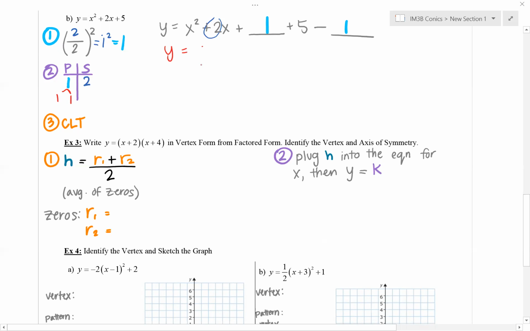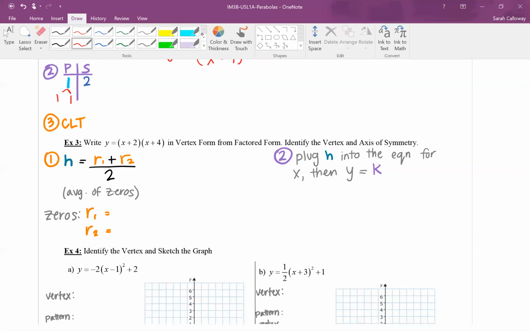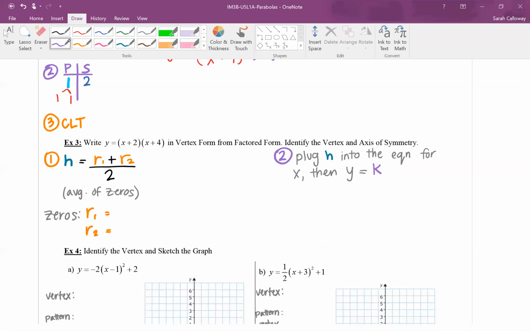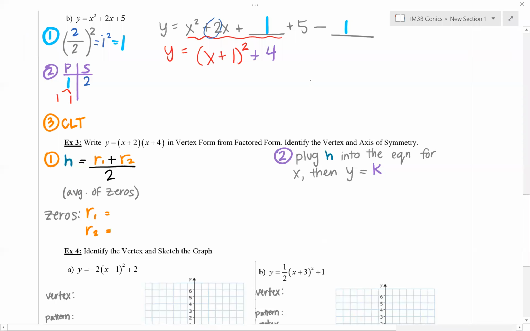So that means that our factored form is going to be x plus 1 squared. And then 5 minus 1 is going to give us 4 again, so then plus 4. We don't have very much variety in our values for K. So that's the vertex form of our equation. What's our vertex then? Good. So our vertex is -1, 4.